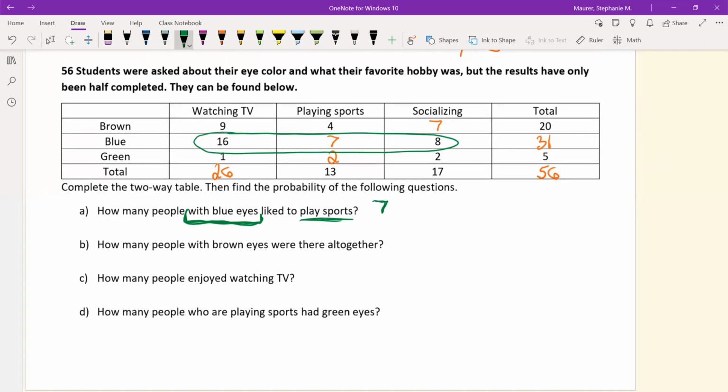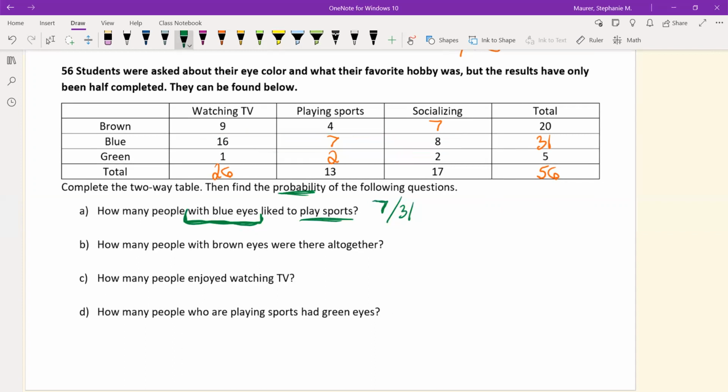7. Because this is a probability, let's turn, well, I guess it doesn't really say a probability, but we're going to do a probability. I feel like somewhere in the directions it says, oh, right here, then find the probability. So we found the amount. We have 7 people that play sports with blue eyes. But again, the question is, how many people with blue eyes play sports? So we're only looking at blue-eyed people, and we had a total of 31 of them.